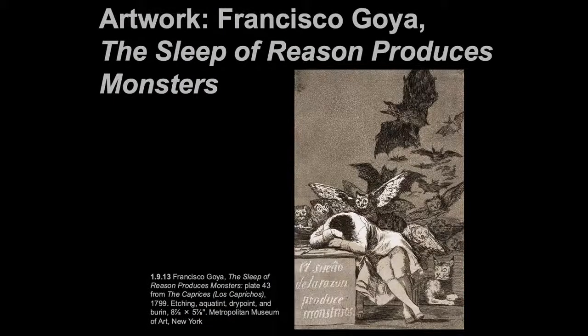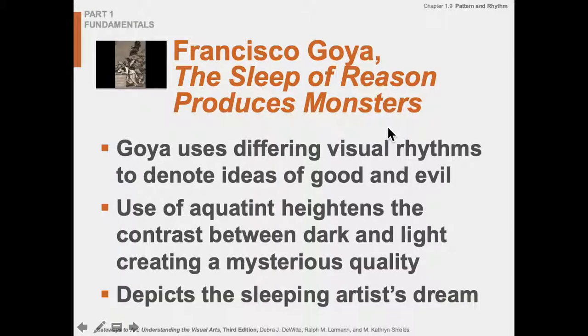In this piece by Goya, The Sleep of Reason Produces Monsters, that's our text, our translation, down here on this sort of table or box that he's leaning on. So basically, without reason, all these sort of monsters come alive. And he's using the repetition of these wings, and he's using darks and lights to translate some of the ideas of good and evil. Aquatint is what he uses in the printmaking process, and it gives some nice contrast.